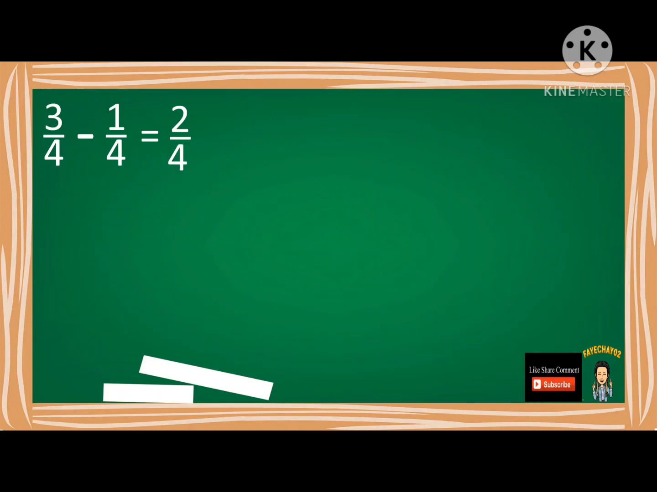Since 2/4 has a common factor, we will simplify 2/4. Let us divide the numerator and denominator by their common factor. The common factor is 2. So 2 divided by 2 is equal to 1, and 4 divided by 2 is equal to 2. The final answer is 1/2. 3/4 minus 1/4 is equal to 1/2.